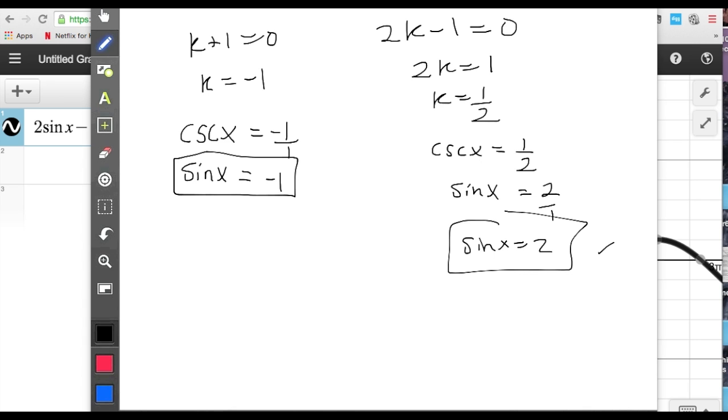Look at this one first. Is this solvable? Does sine x ever equal 2? No, sine's max is 1. So this one has no solutions. Which means there are no solutions to this equation, right? There's no value of x that makes that little equation there true.